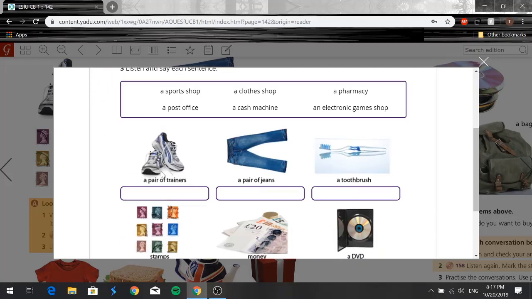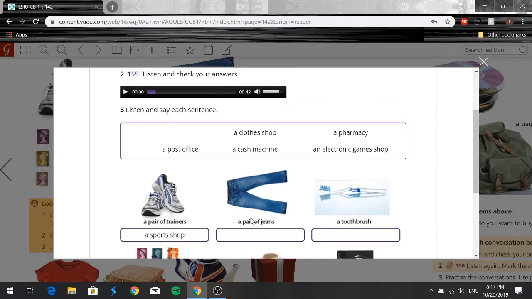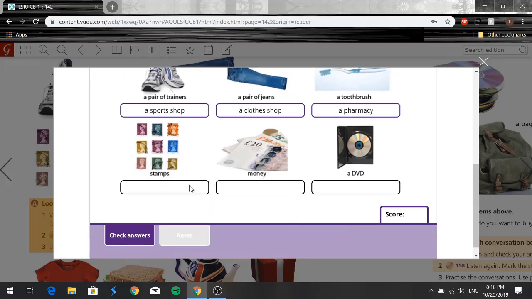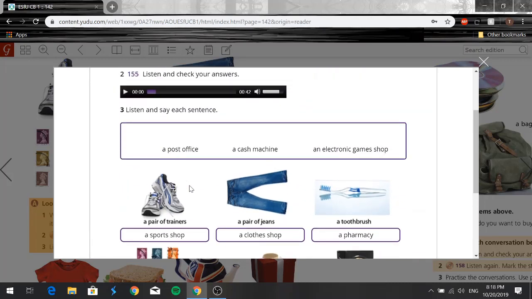So for a pair of trainers, we can say you can buy trainers in a sports shop. So you can buy a pair of trainers or trainers in a sports shop, right? 2 is a pair of jeans. So we'll say a clothes shop for that. So you can buy jeans in a clothes shop, okay? Then you have a toothbrush. You can get a toothbrush from a pharmacy. So we'll say you can buy a toothbrush in a pharmacy or from a pharmacy. Both are correct.